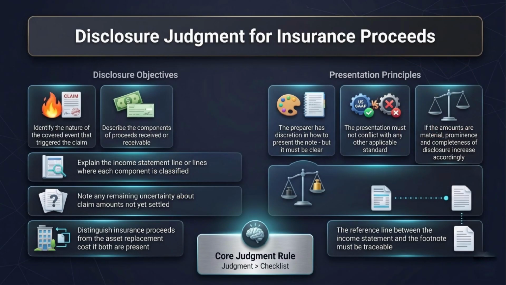Disclosure is where presentation quality becomes visible. The financial statement should help users understand what happened, what was recovered, where the recovery appears, and whether any uncertainty remains. A good disclosure identifies the covered event, describes the components of the proceeds, explains the income statement lines affected, and separates insurance recoveries from asset replacement costs when both exist. This is not just a checklist. The real test is whether a reasonable user can follow the story without guessing.